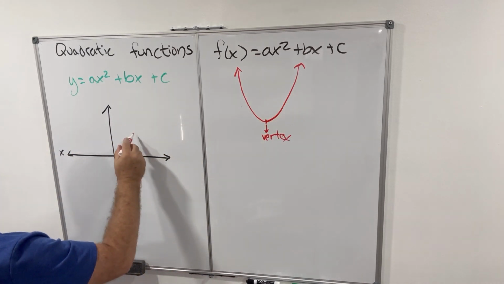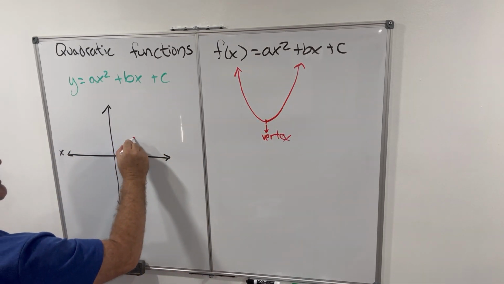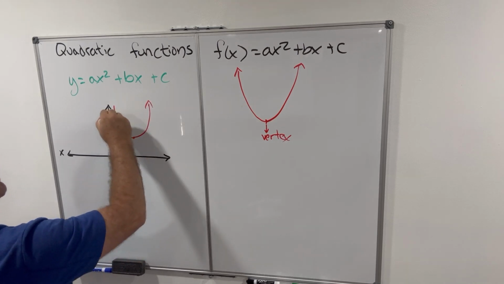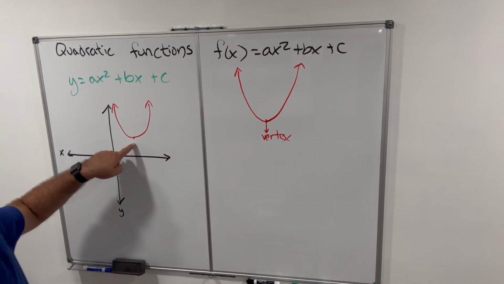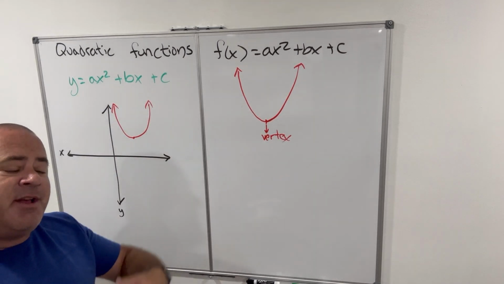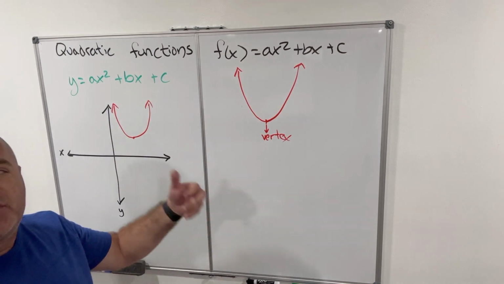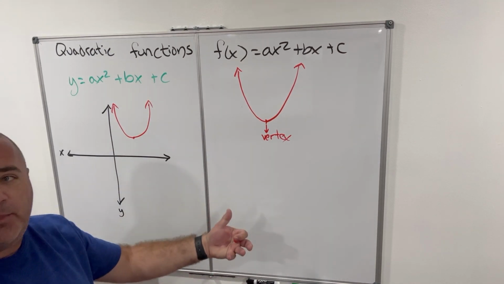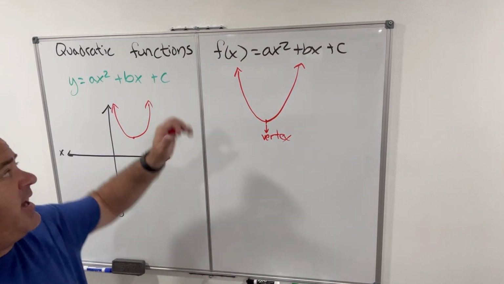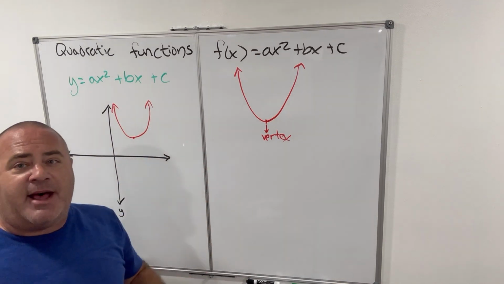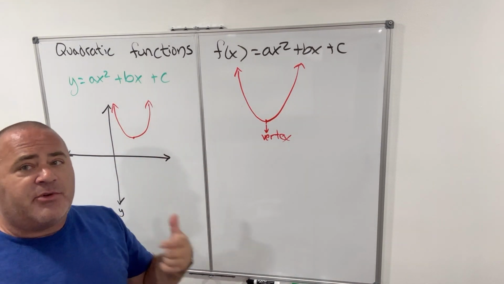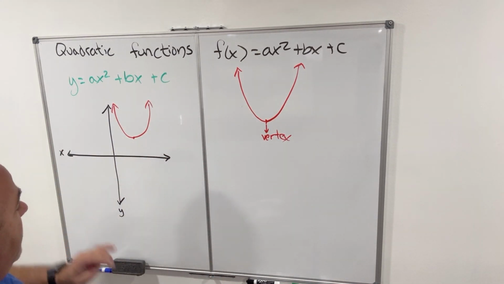Let's say our vertex lies above the x-axis. In that case, we're going to get no solutions, or at least no real solutions. Now, when we get into imaginary numbers, that's when they come into play. Because with an x squared, or a quadratic function, you're always going to have two solutions. In this case, they're imaginary.